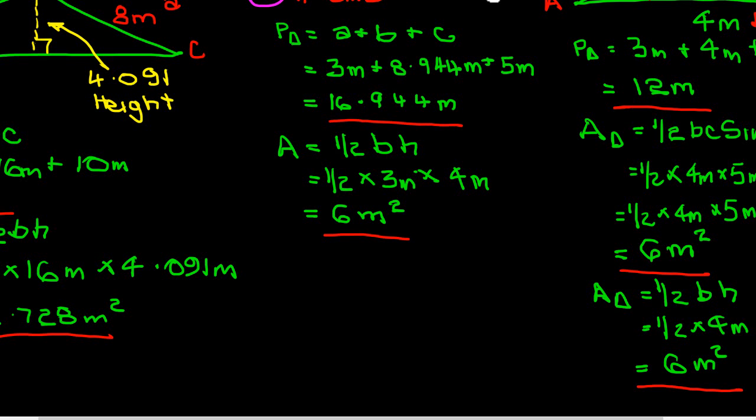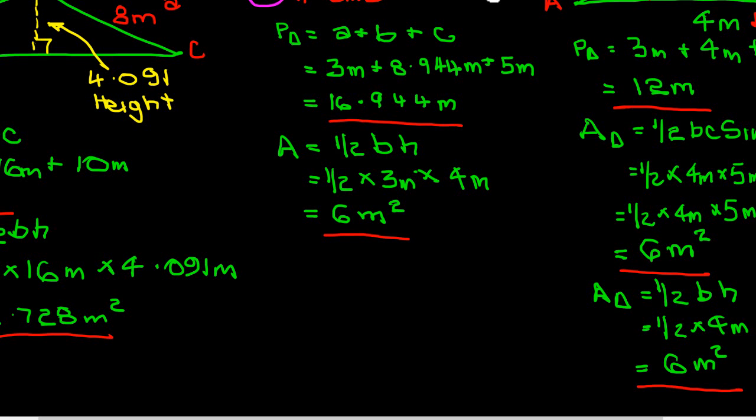So the perimeter of the triangle, A plus B plus C, is 3 metres plus 8.944 metres plus 5 metres, gives us a total of 16.944 metres. Noting there that we've got metres plus metres plus metres, gives us metres. Area of the triangle equals a half base times height, which equals a half times 3 metres base times a 4 metre height. 3 fours are 12, half of that 6, and it's metres squared, metres times metres.